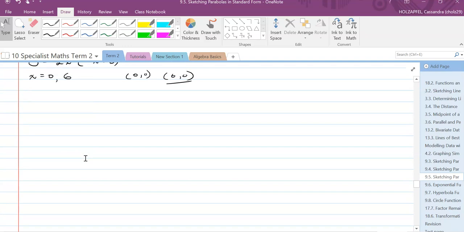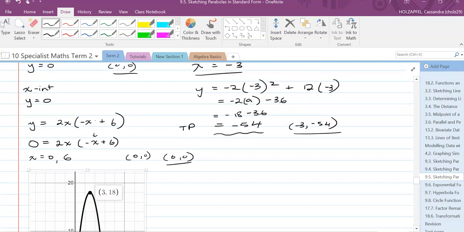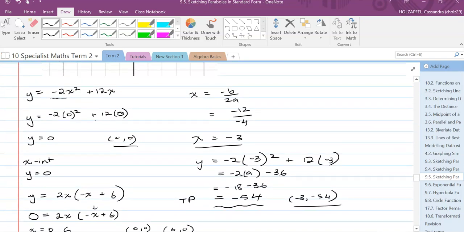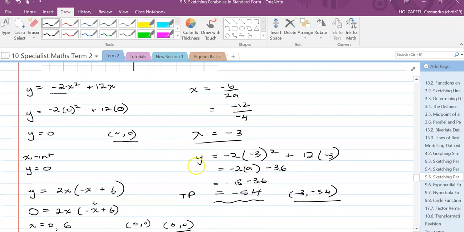So let's finish off and sketch this in Desmos. Alrighty, there we go. So we've got our turning point at 3, 18. Oh, what have I done wrong? I've made a mistake somewhere. I'm going to have to go back and fix that. Oh, that's what I've done wrong. Good thing that I'm paying attention here.